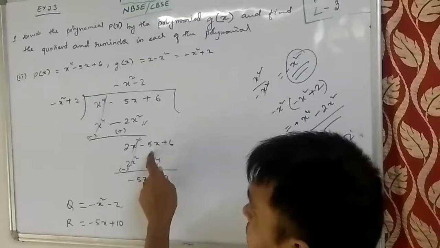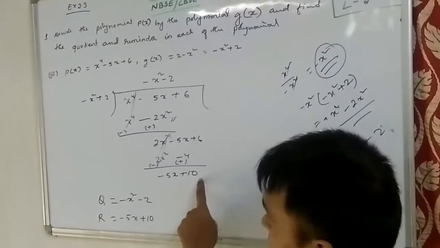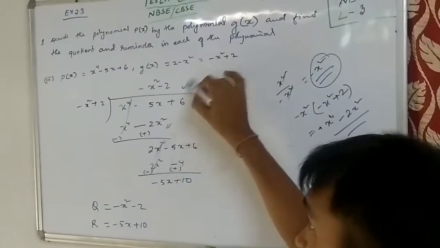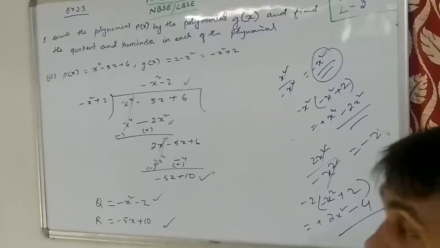Now what is left here? Minus x, 5x plus 4 plus 6, so it becomes plus 10. So the quotient here we got is this one, and the remainder is this. Thank you. Now we are okay.